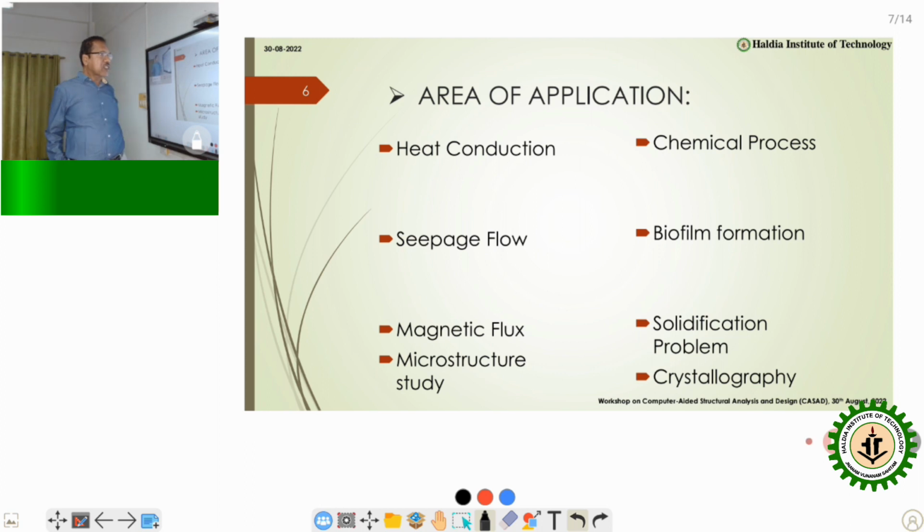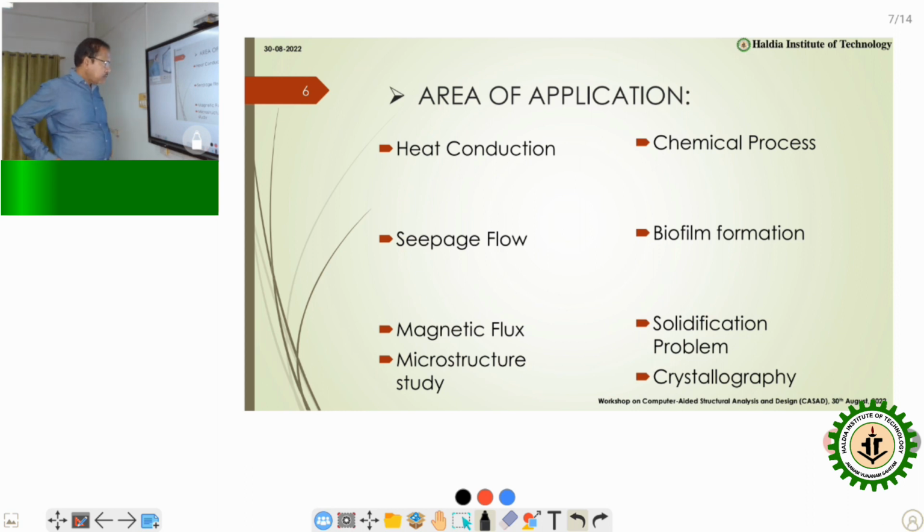The other areas to which this method gradually spread is heat conduction. Suppose one end of the plate is supplied with some amount of heat, then what would be the temperature at the other end or at some other point, having different kinds of material, different fiber orientation or different shape, can be predicted by the finite element method.